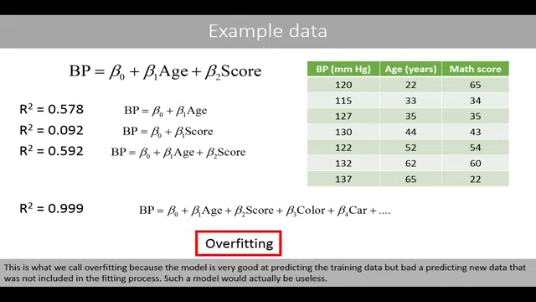This is what we call overfitting, because the model is very good at predicting the training data, but bad at predicting new data that was not included in the fitting process. Such a model would actually be useless.